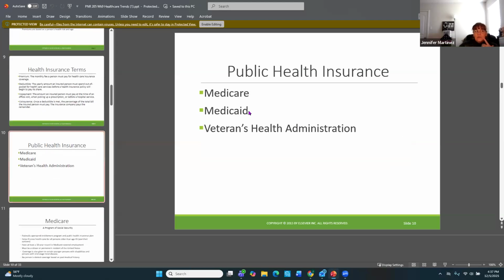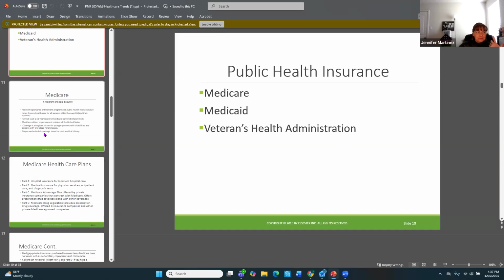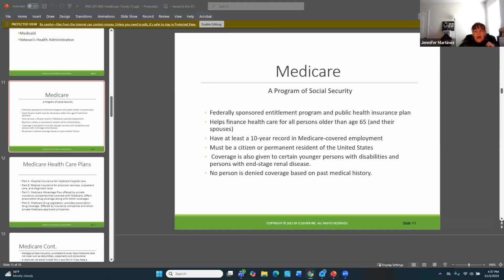With public health insurance, we have Medicare, Medicaid, and Veterans Health Administration. So Veterans Health Administration, that's comprehensive care to all veterans. And so they have hospitals, they have outpatient clinics, they have nursing homes, they have home health. They offer respite care. So there's a lot of services that are offered for veterans. But then we get into wonderful Medicare and Medicaid. So we'll start with Medicare.